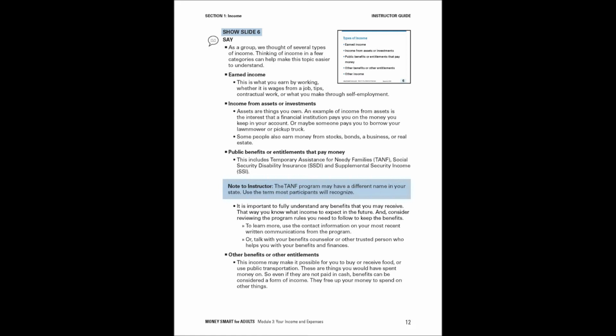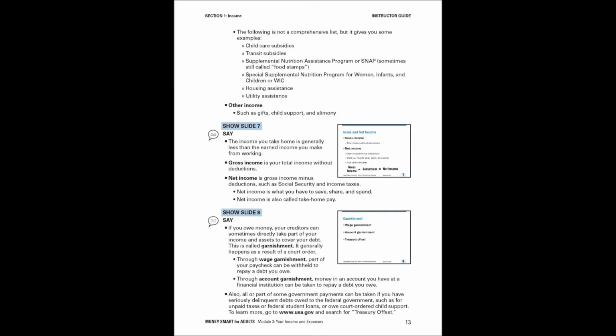Now, thinking of income in a few categories can make the topic easier to understand, and so you'll say things about earned income, income from assets or investments, public benefits, or entitlements that pay money. Now, please note that TANF programs may have a different name in your state. Use the term that is most familiar with participants in your training. So you want to make sure that you're using the same lingo that is being used currently where you are to reference the TANF program.